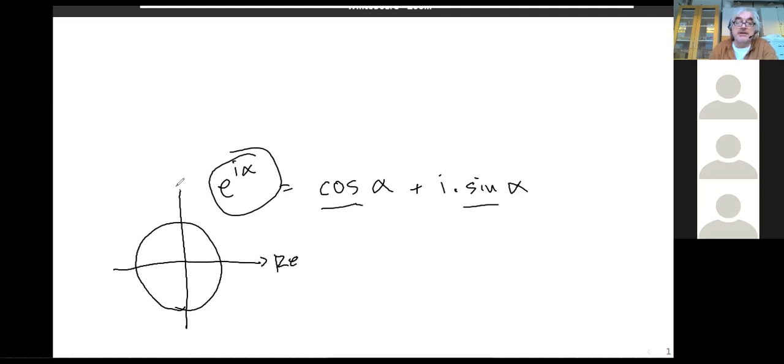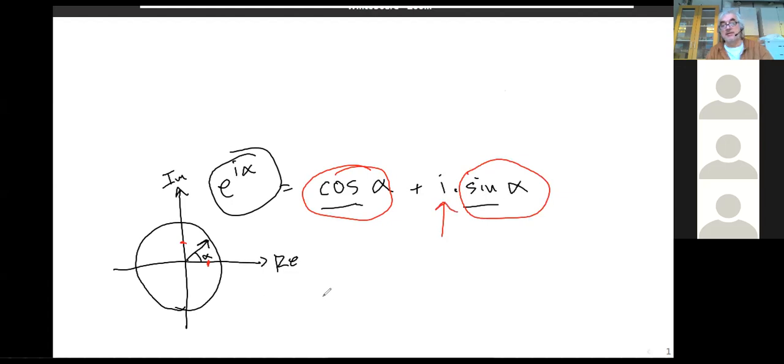You can draw it and illustrate it in a complex plane diagram, an Argand diagram maybe. So if this is the vector and this is the angle alpha, then the projection on the real axis is cosine alpha, if the vector is a unit vector at least, and the projection on the imaginary axis is sine alpha. And to indicate that it is along the imaginary axis, we put the imaginary unit here.